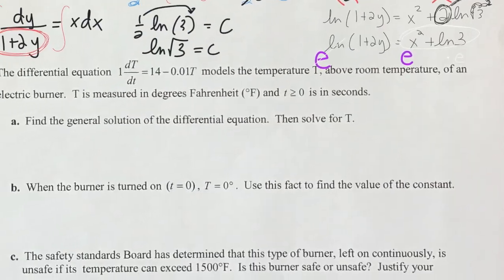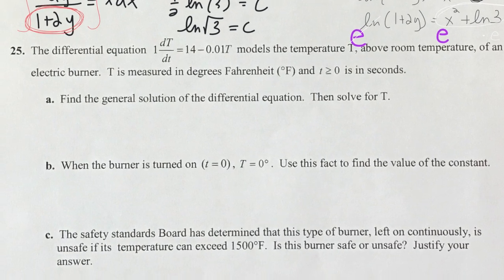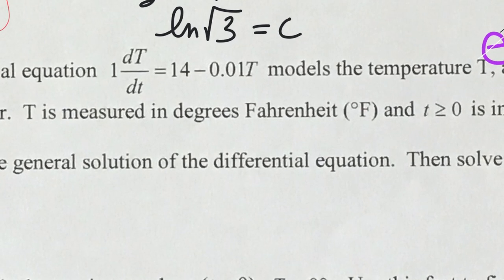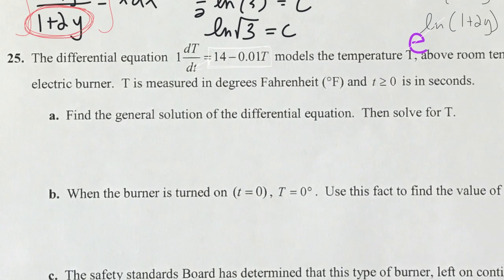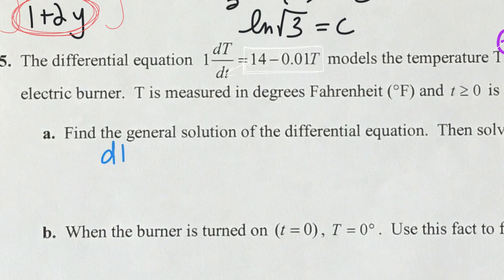Okay, speaking of algebra, here we have a nice Newton's law of cooling problem. Well, exponential law of cooling. So we're going to, first of all, split this. This is your capital T. So we're going to replace those two things there to find the general solution of your differential equation. So we have dT over 14 minus 0.01T equals 1 dt. Pretty easy stuff.